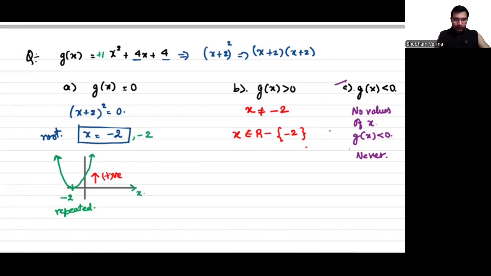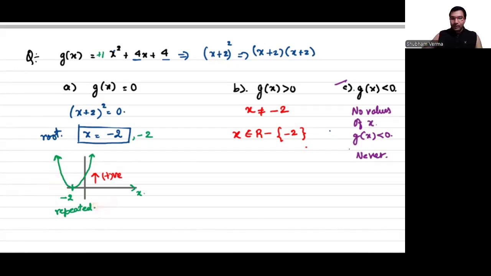Important learning. When we have repeated roots, this is the graph. Whenever you have (a + b) something whole square, you get a repeated root. So repeated roots, that means what? The graph touches at that root and then it goes up, isn't it? That means whenever we have a repeated root, my graph is not crossing the x-axis. Before that root it was positive, and after that root also the value of the function is positive, whenever it is a repeated root.